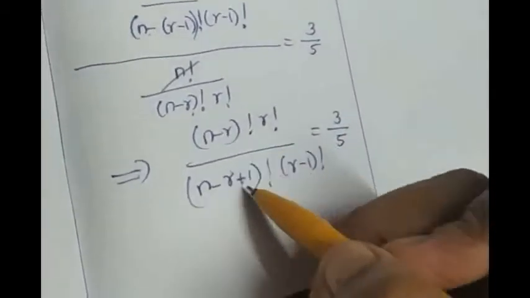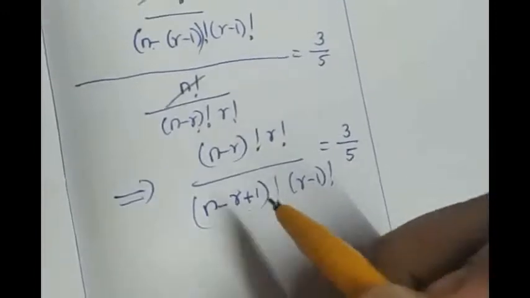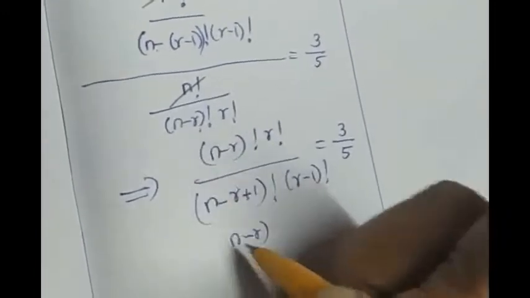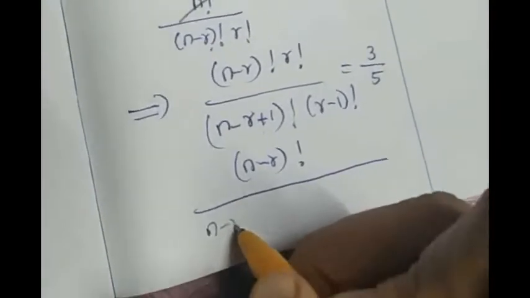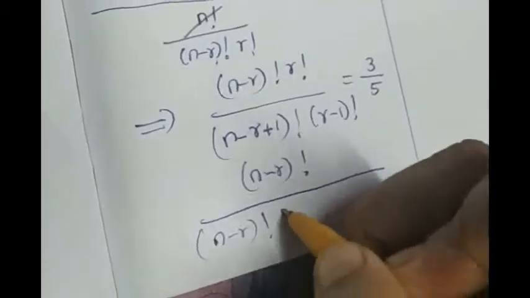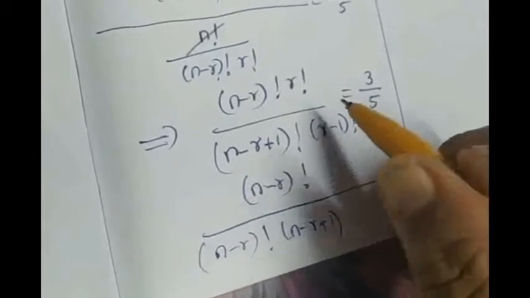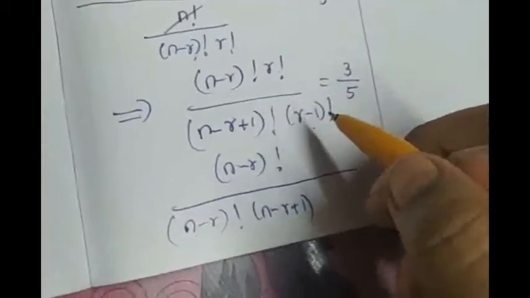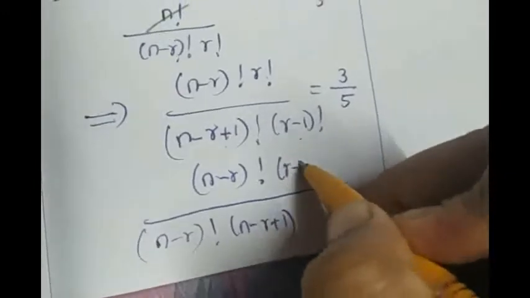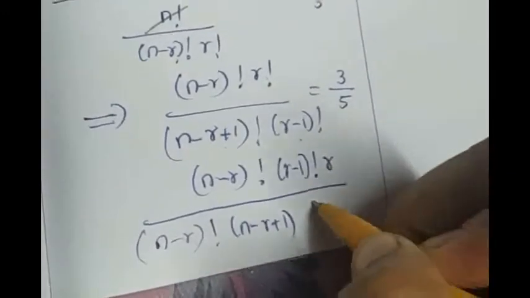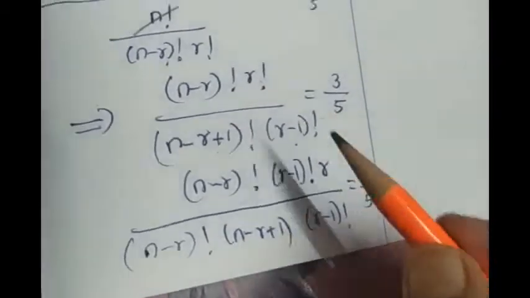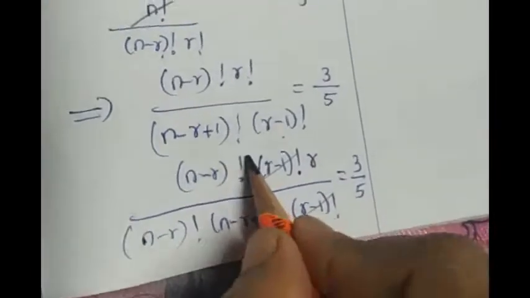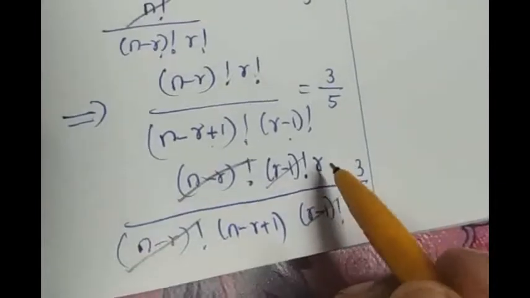Again comparing (n minus r) and (n minus r plus 1), which is greater? n minus r plus 1. So what we do? (n minus r) factorial we will keep as such, divided by, instead of (n minus r plus 1) factorial, we will rewrite as (n minus r) factorial into (n minus r plus 1). Now again r factorial and (r minus 1) factorial, which is the greater one? r factorial. So rewrite r factorial as (r minus 1) factorial into r, divided by (r minus 1) factorial, is equal to 3 by 5. Again cancel, (r minus 1) factorial gets cancelled, (n minus r) factorial gets cancelled. What we get? r divided by (n minus r plus 1) is equal to 3 by 5.